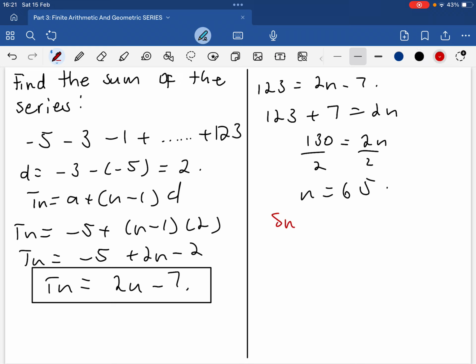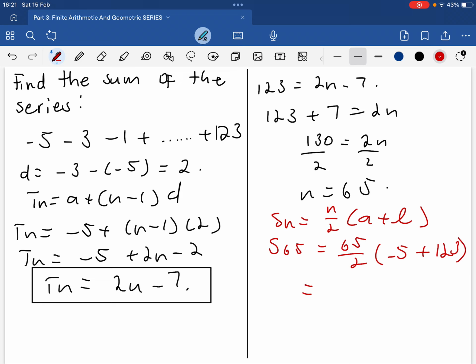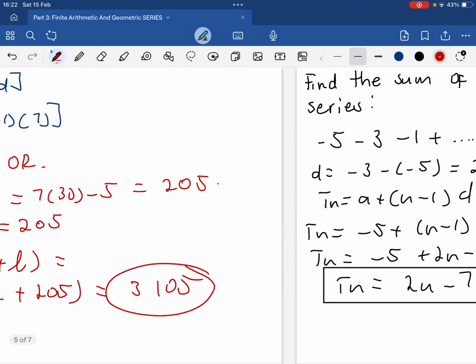And so we can now employ Sn is equal to n over 2 into a plus l, because we know that we are finding the sum of the first 65 terms. The first term is -5, while the last term is 123. Now, if you put that in your calculator, 65 over 2 into -5 plus 123, that would give you 3,835.